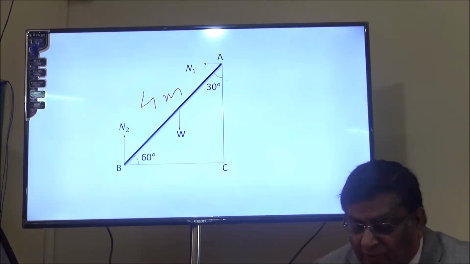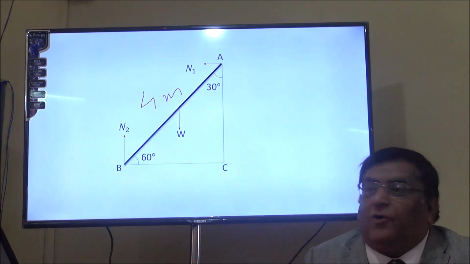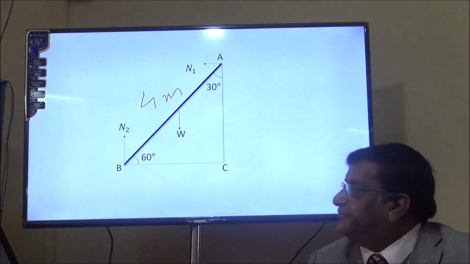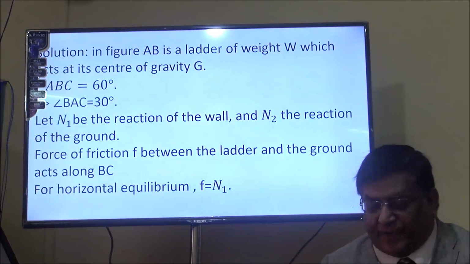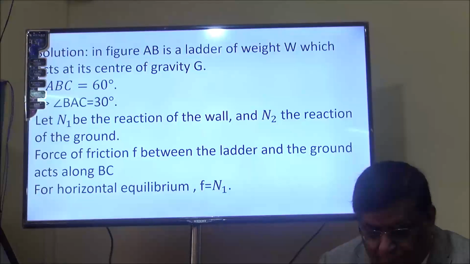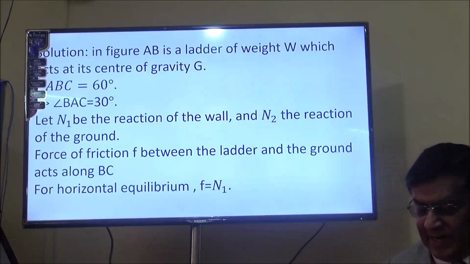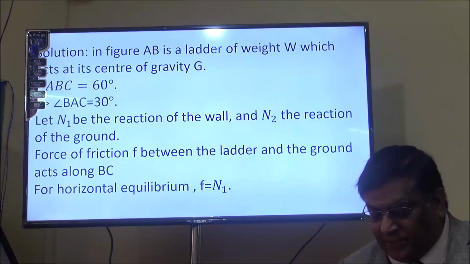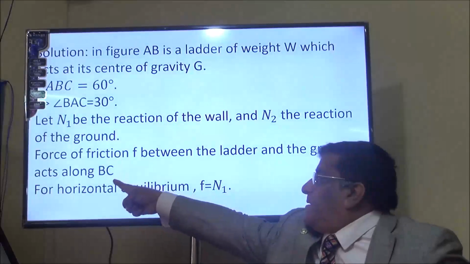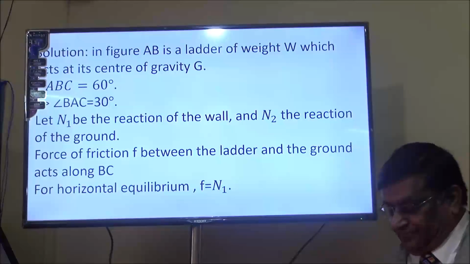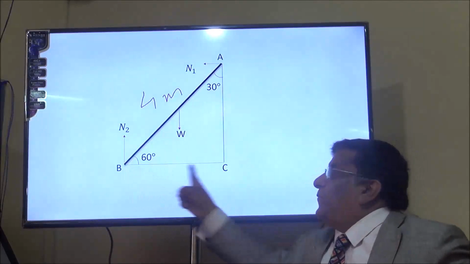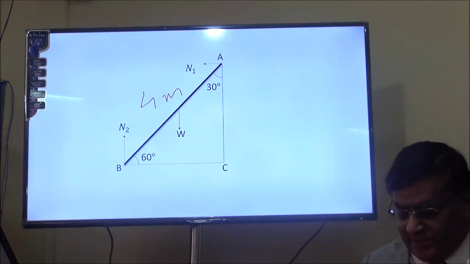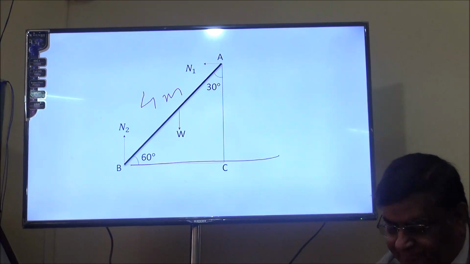What is our problem? What do we want to find out? We want to find out friction acting here. We have to involve friction somewhere. The force of friction between ladder and the ground acts along BC. This is the direction of friction. Okay, is that clear to you?